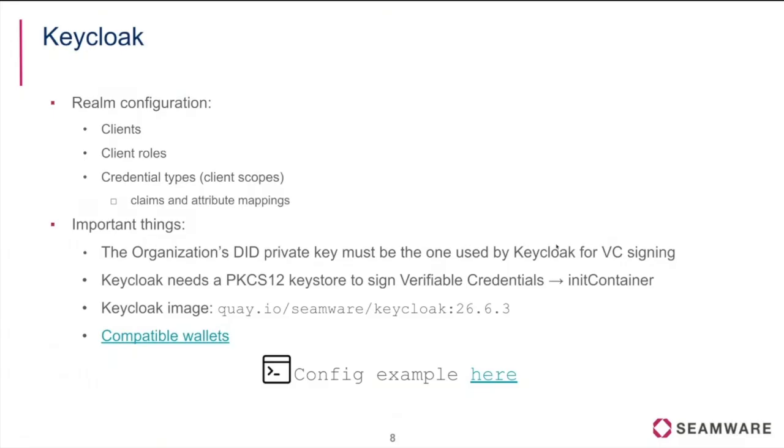The organization's DID private key must be the one used by Keycloak for signing the verifiable credentials. This is a common issue that we saw in the past with some of the people using the FIWARE Dataspace Connector, that they put a private key in the DID and a different key in Keycloak to sign the verifiable credentials. And this is not going to work. You need to have the same key in the DID and to sign verifiable credentials, because the verifier is going to check the signature of these verifiable credentials and compare it with the DID public key.